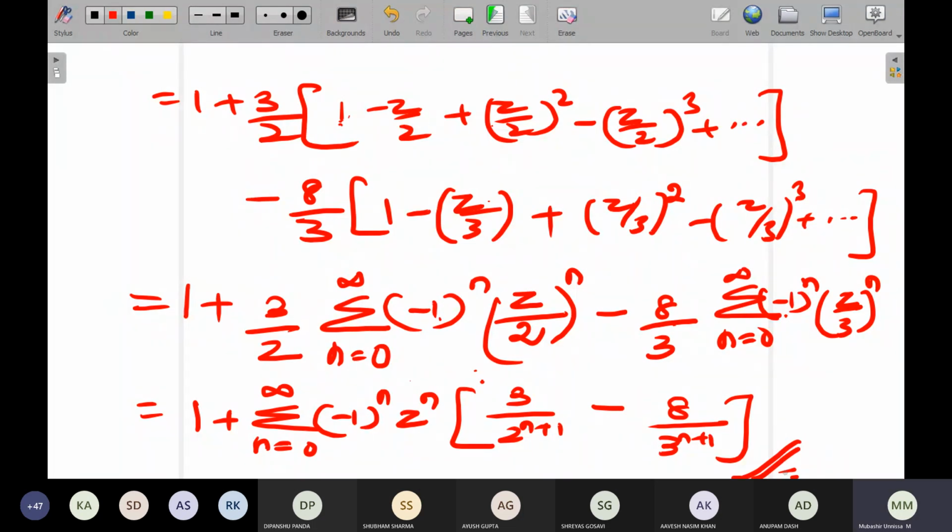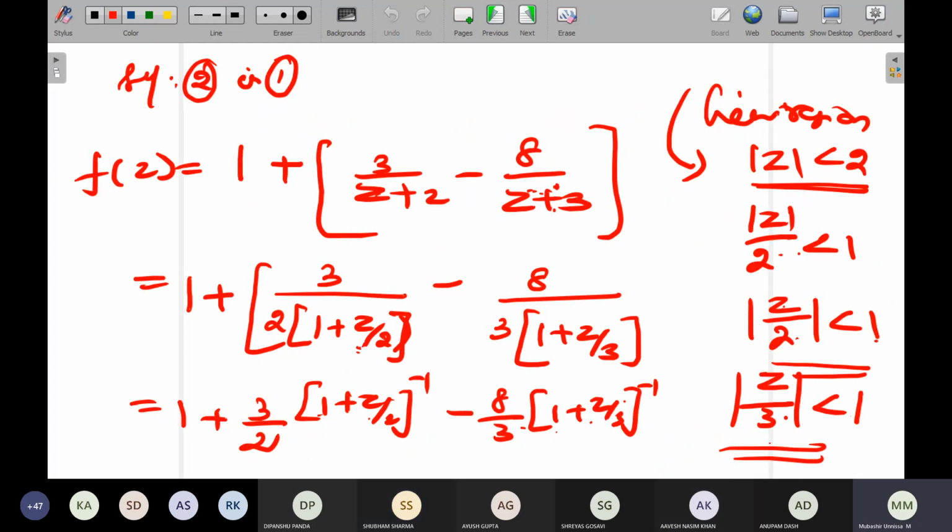Anyone has any doubts in this expansion? No, ma'am. Simple expansion. Only the thing is you should take care of this step, because if you don't consider the given region, your expansion will not be valid in that region. So if you're doing a series expansion, you should take care of the given region. Whatever the given region, from the given region only you should expand it. Otherwise your series will not be valid.